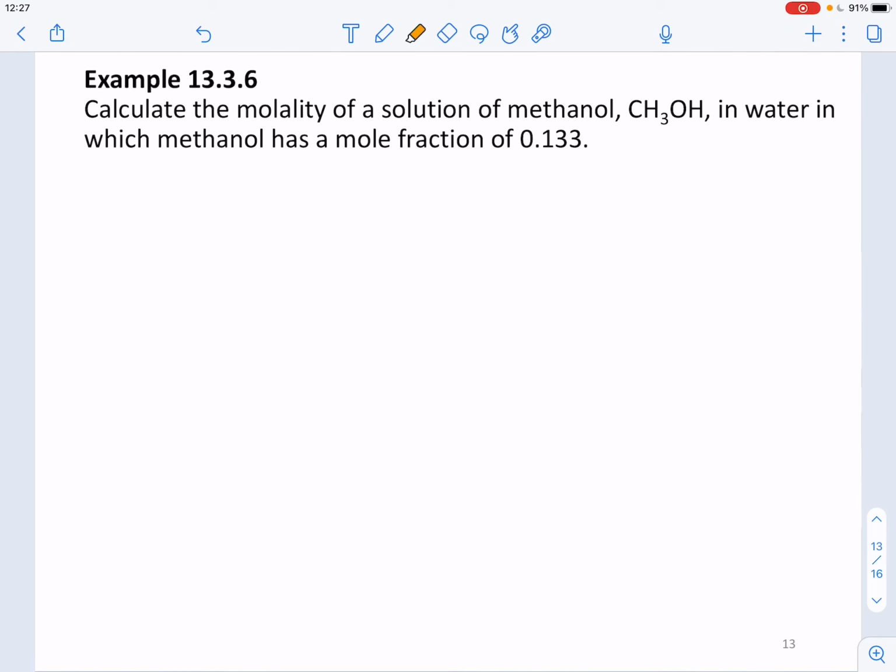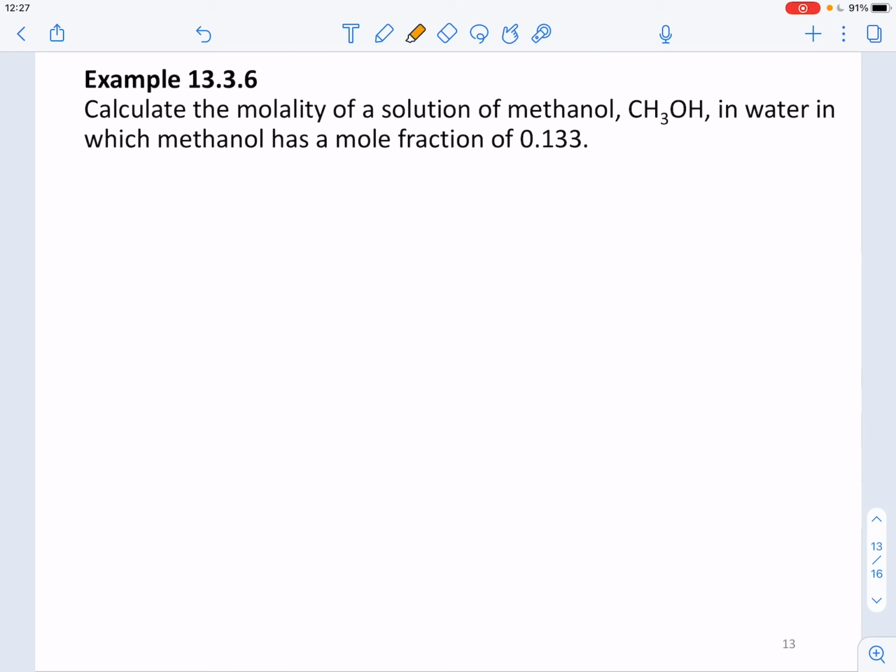We want to know what is the molality of a solution of methanol in water that contains a mole fraction of 0.133 of methanol. Now, one thing that you have to keep in mind with your concentration units is that they are intensive properties. They do not depend on the amount of solution that you have. The concentration will not change if you increase the amount of the solution. Okay? So that gives you room for assumptions. And what do I mean by assumptions?